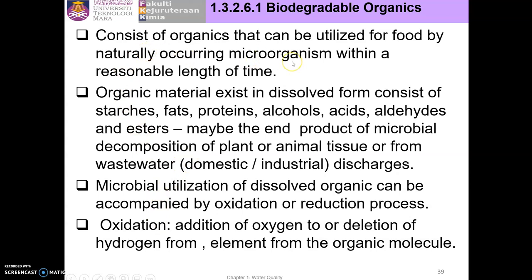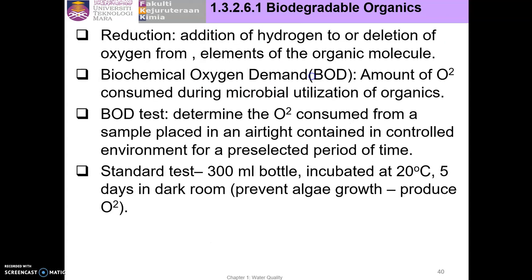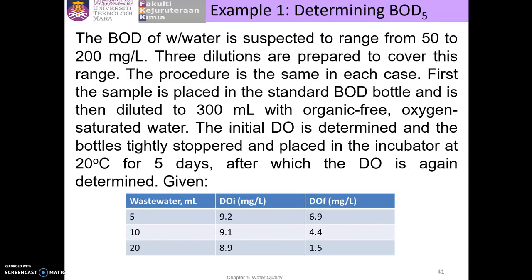It consists of organics that can be utilized for food by naturally occurring microorganisms. This one will be done in the tutorial.